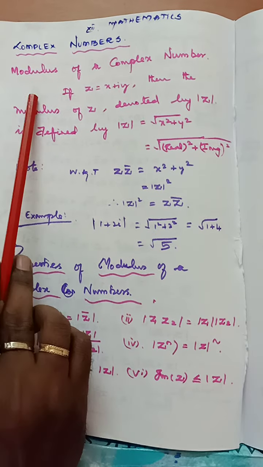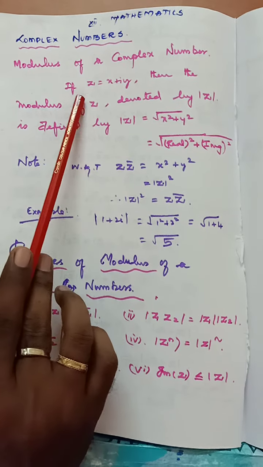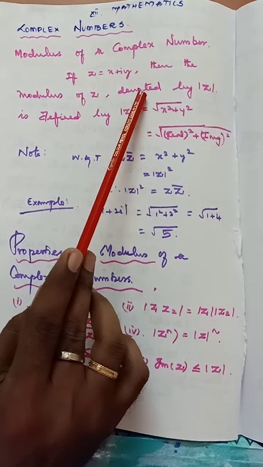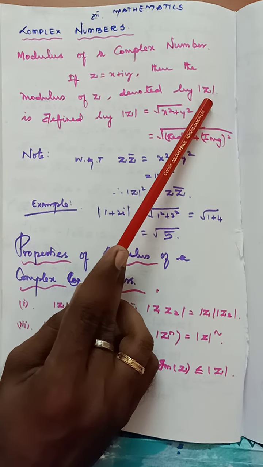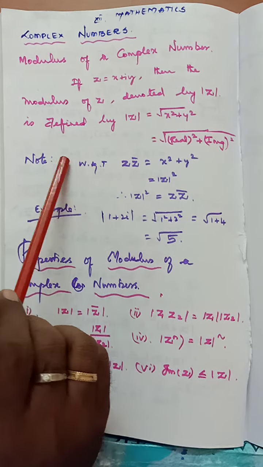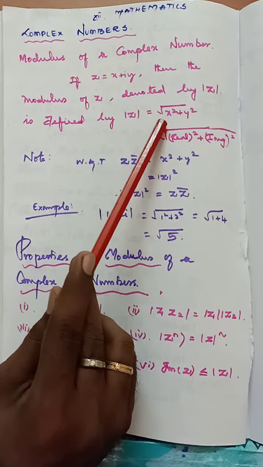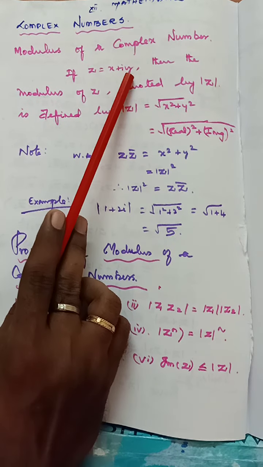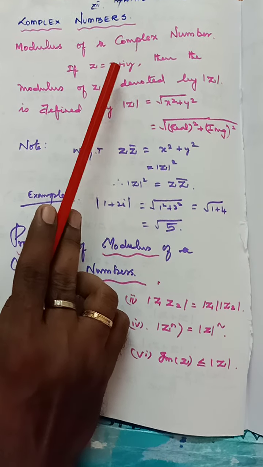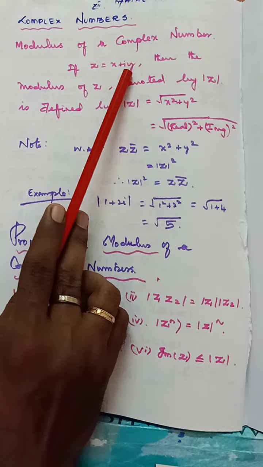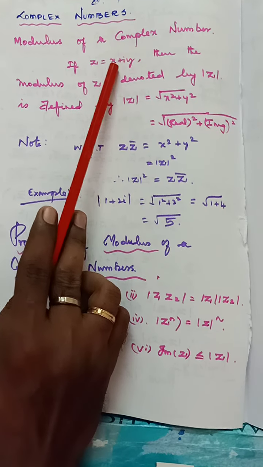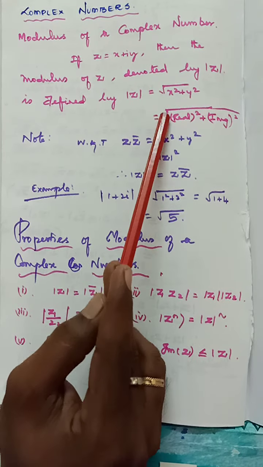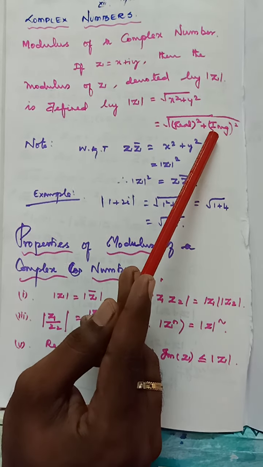So modulus of a complex number, suppose z equals x plus iy, then the modulus of z, denoted by modulus of z or absolute value of z, is defined by root of real square plus imaginary square. Your complex number x plus iy, your real is x, imaginary is y. When you are saying imaginary, you need not say the i, right? So it becomes root of real square plus imaginary square, that's it.